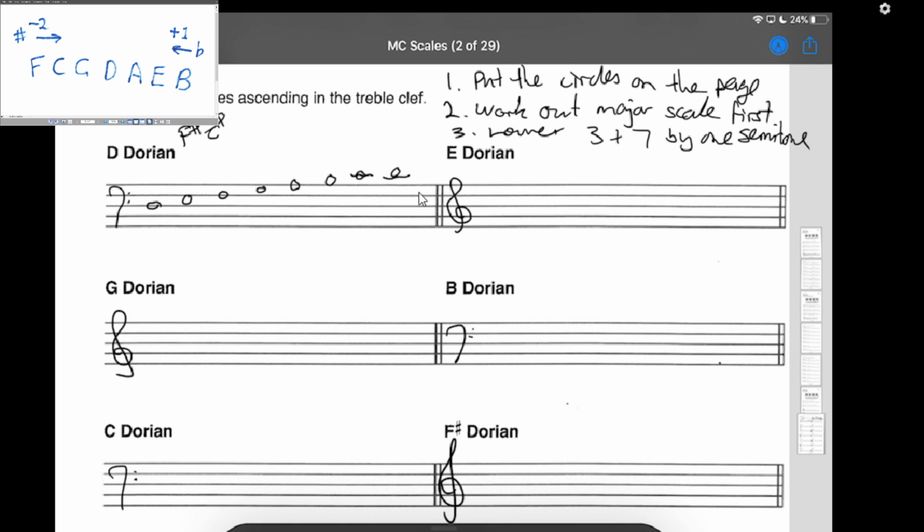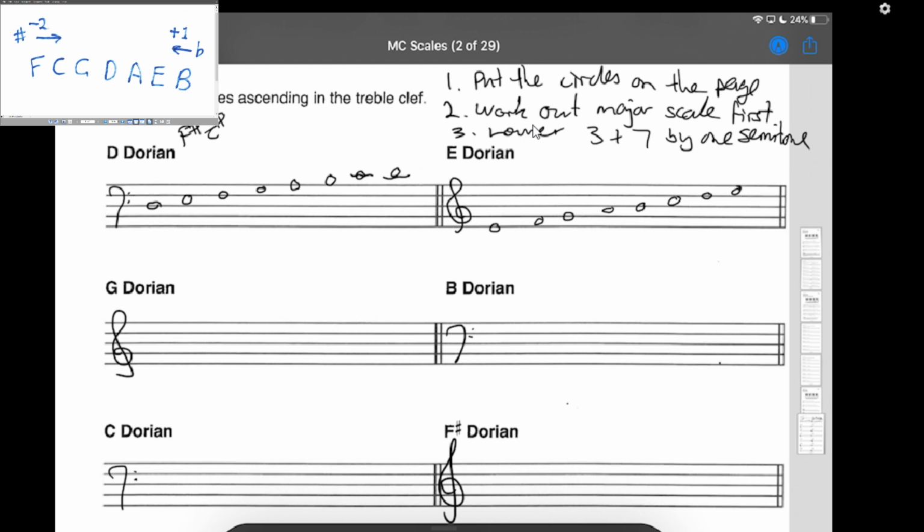So first things first, we're in the treble clef. Step 1, put the circles on the page. Okay, so there's the circles on the page. Remember, we're always going line, space, don't skip. And don't forget, we stop on the tonic note. We don't go any further, so you should end up with 8 notes, E through to E.